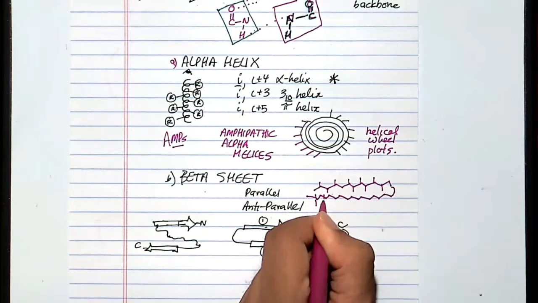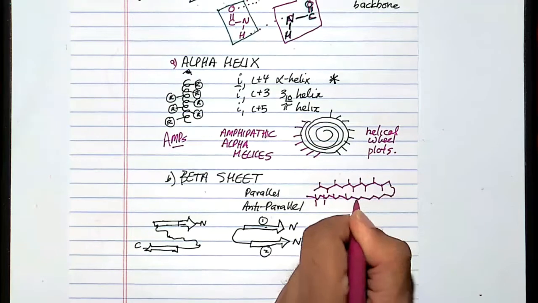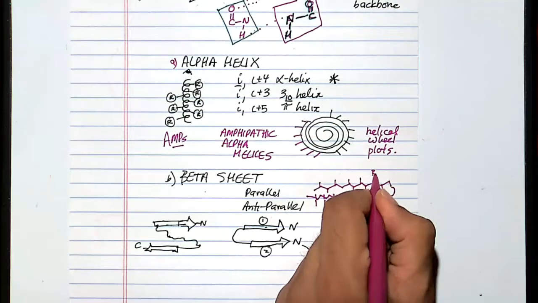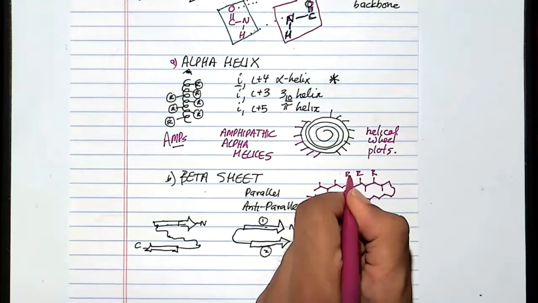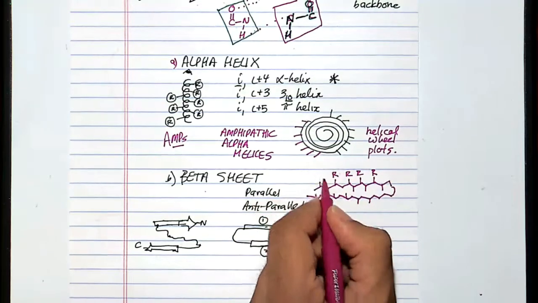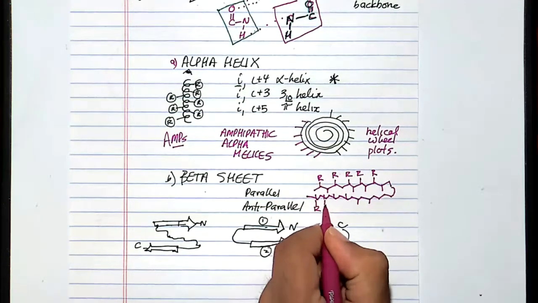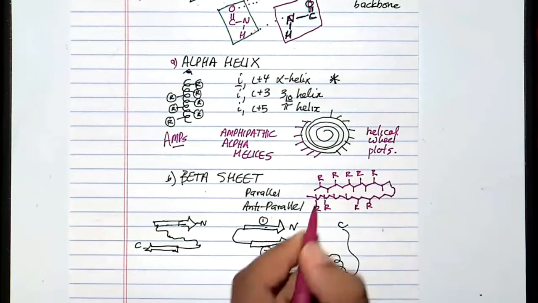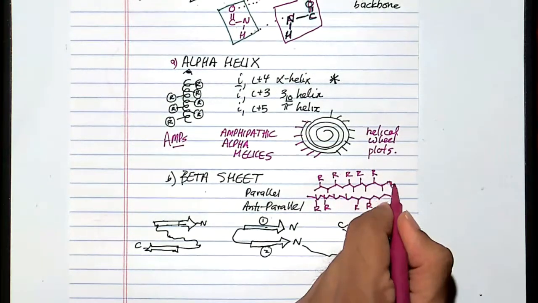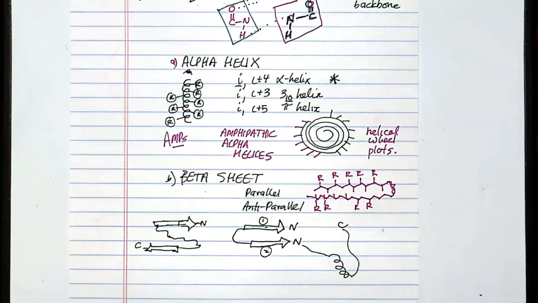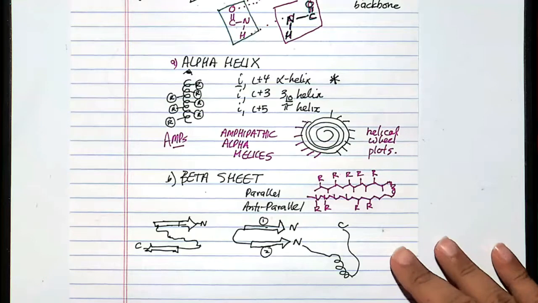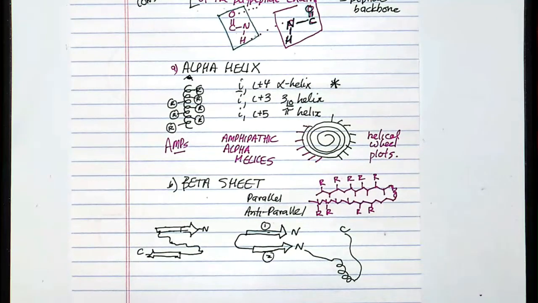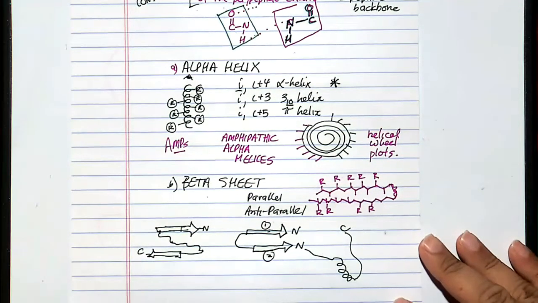The sheet comprises your peptide backbone, and your R groups are going to protrude up and down, above and below the plane of this piece of paper. Those are the R groups of the amino acids, and then this connecting region is usually a random coil. Again, hydrogen bonding across the peptide backbone. The third example of secondary structure is the random coil.